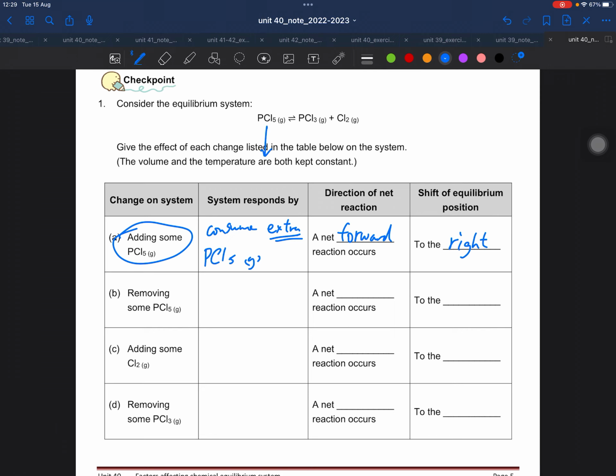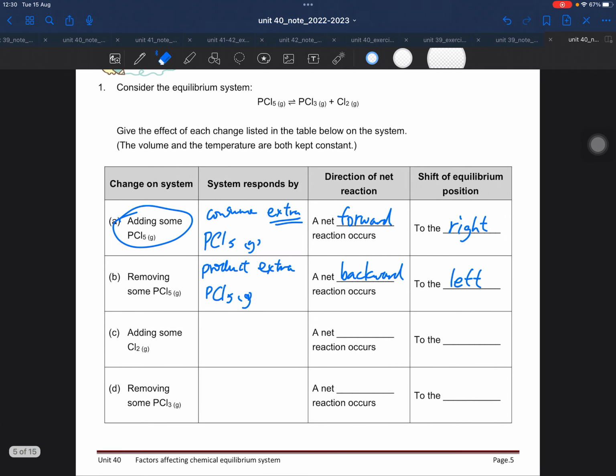So what if we remove PCl5? Oops, this is decreased. Then the ball will move to the reactant side. So net backward reaction, to the left, right? So we'll produce extra PCl5 to compensate for the loss, right? Okay, so part C and D is your turn.